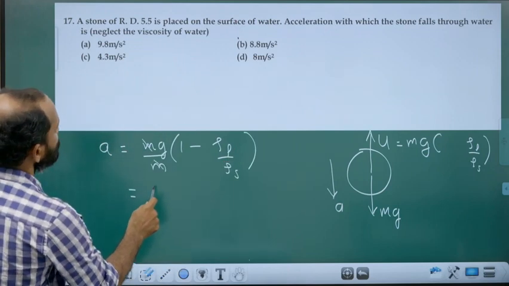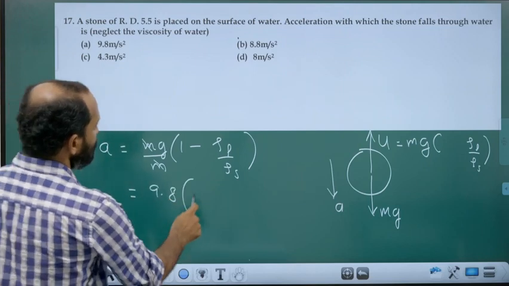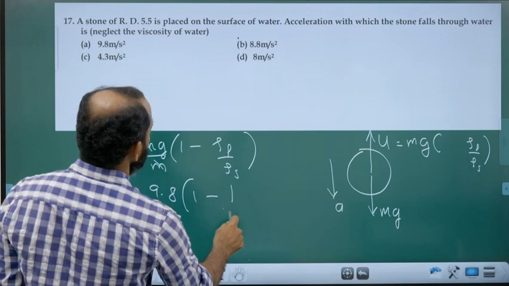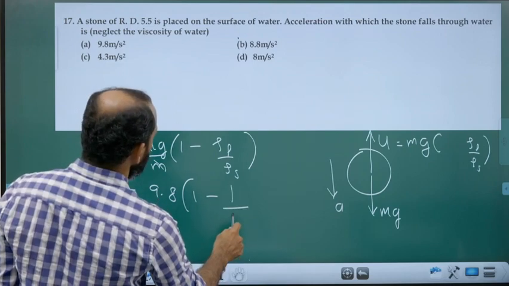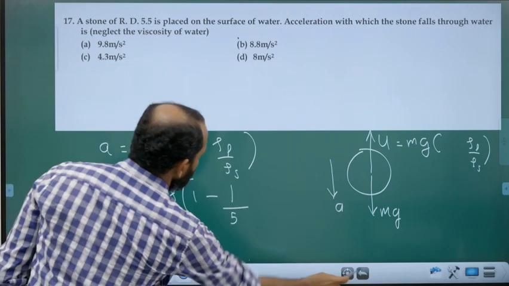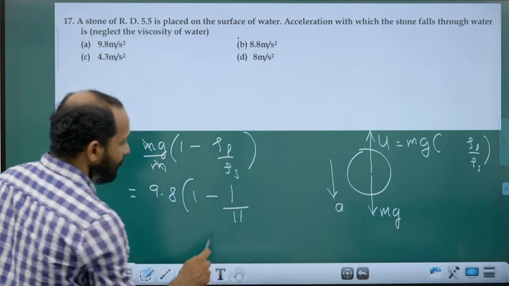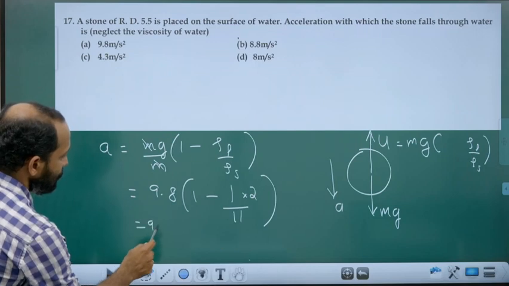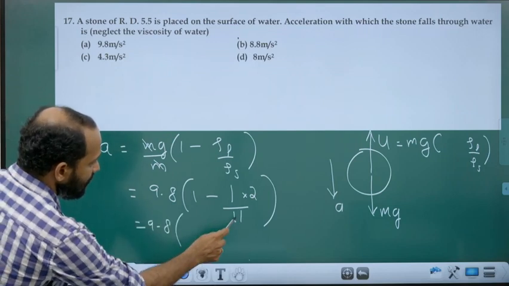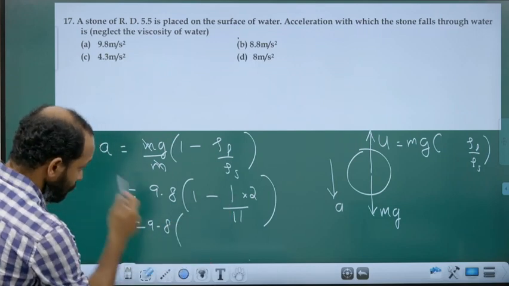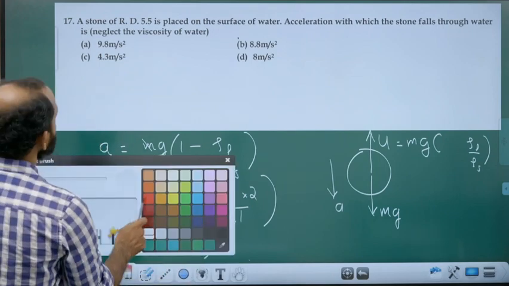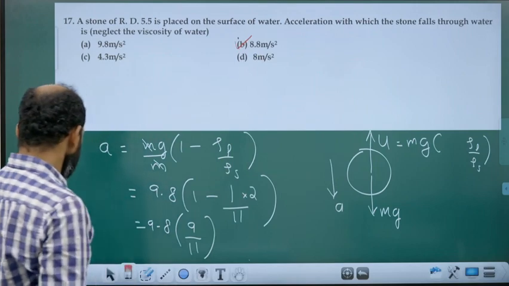So direct substitution, g you can use 9.8, 1 minus density of liquid, that is water, by density of solid, 5.5. 5.5 you can write as 11 by 2. Okay, that you can use: 9.8 multiplied by (11 minus 2) by 11, that is 9 by 11. That answer approximates to option B.